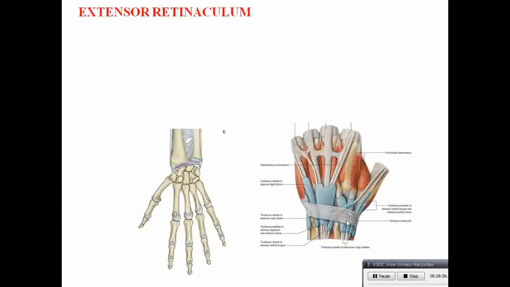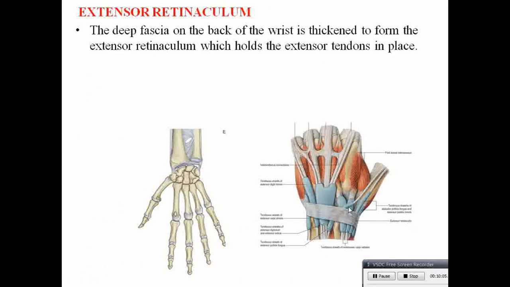Extensor retinaculum is similar to flexor retinaculum, but it is seen on the extensor aspect. The deep fascia on the back of the wrist is thickened to form the extensor retinaculum, which holds the extensor tendons in place. So its function is to keep the extensor tendons in position, whereas flexor retinaculum was holding the tendons of flexor muscles.